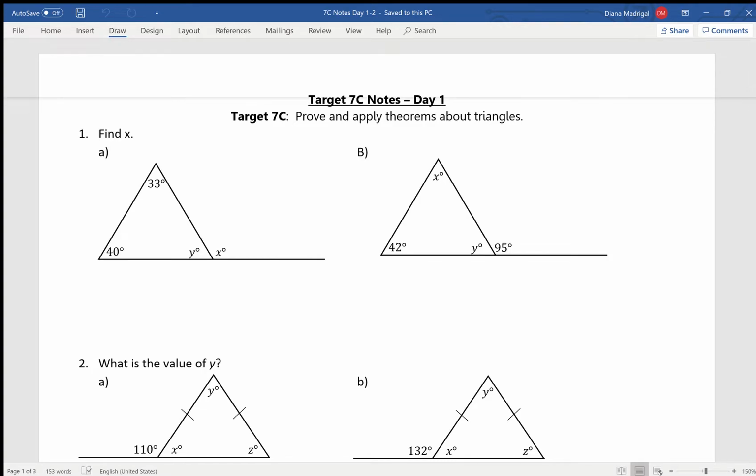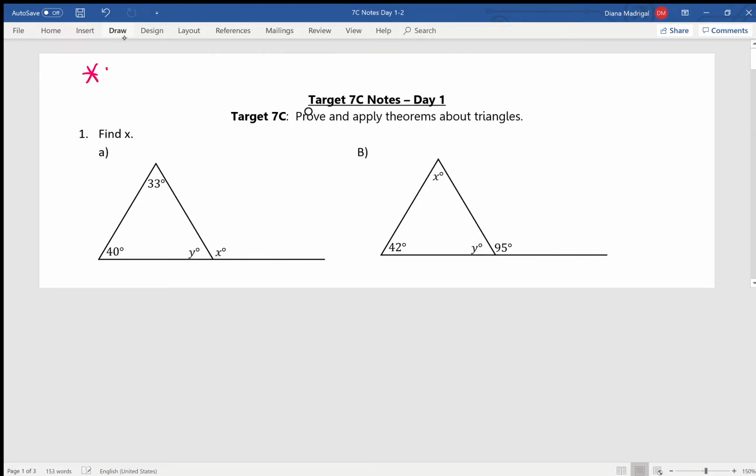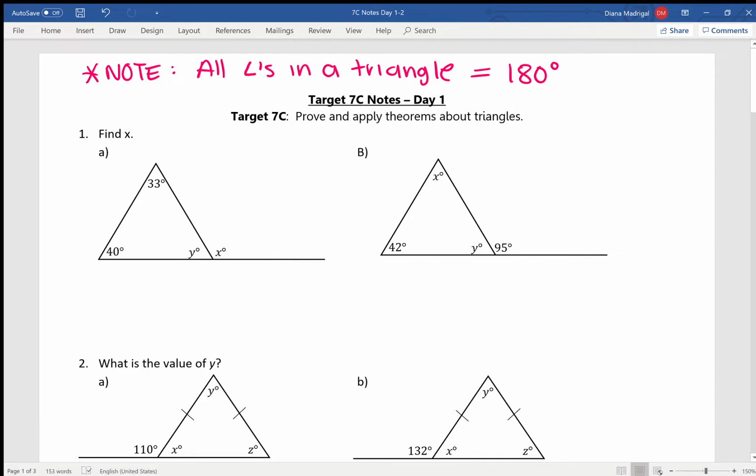So any triangle, this is a note: all angles in a triangle should always equal 180. That's always, any triangle, all the angles have to equal 180. So that's what we're going to figure out to solve for triangles. The objective for target 7C is to prove and apply theorems about triangles. So we're doing proofs again, but now with theorems about triangles.